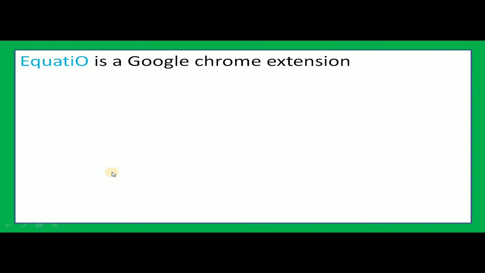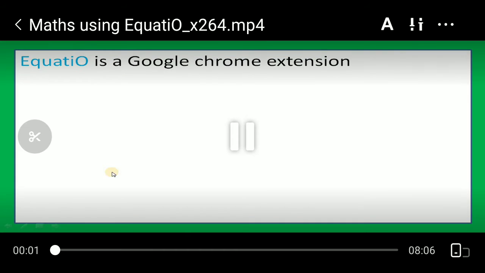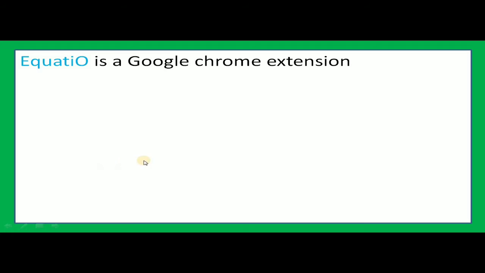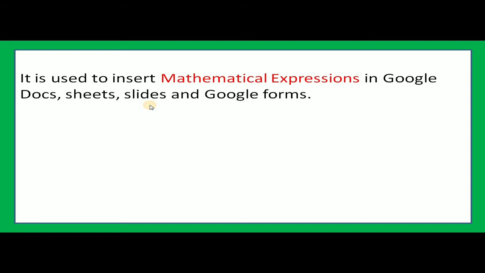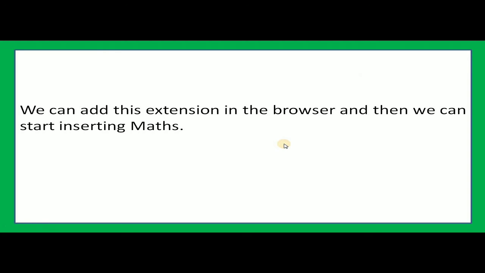Hello friends, today we will learn how to insert maths in Google Forms using the Equatio extension. So first we'll see a few features of Equatio. Equatio is a Google Chrome extension that we can add in the Google Chrome browser, through which we can insert mathematical expressions in Google Docs, Sheets, Slides, Google Forms, etc. So we can add this extension in the browser and then we can insert maths.